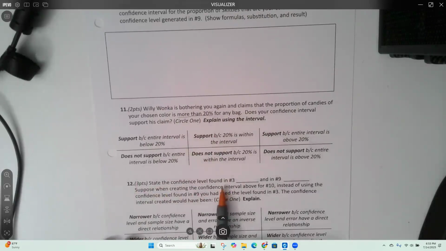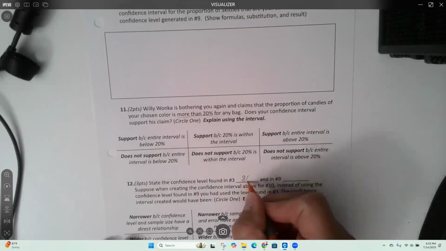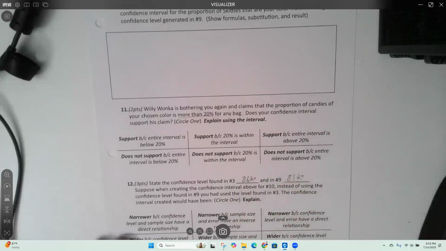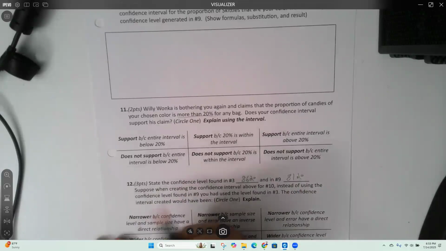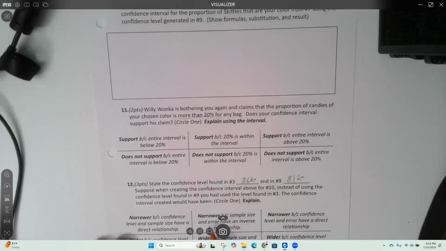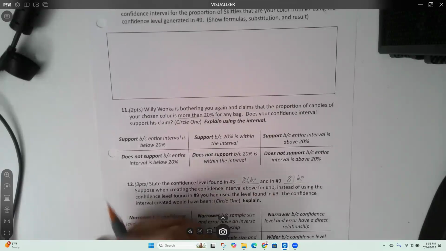State the confidence levels that I found. Mine was 86% for the first one, and then 81% for number 9. You just copy those from number 3 and number 9. But then you want to know which of these confidence intervals is going to be narrower or wider. You'll find information about that on page 189, down at the bottom.